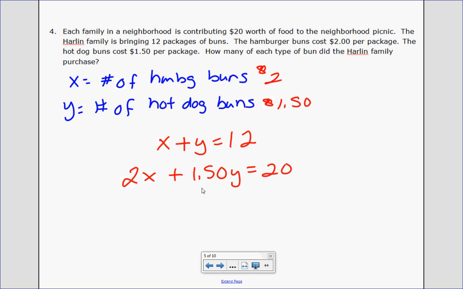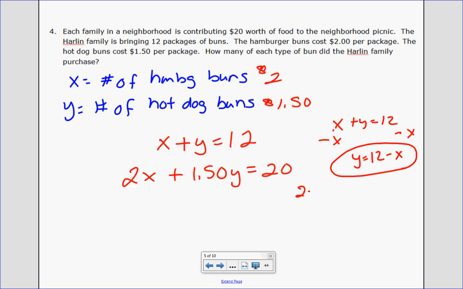We only know how to solve by substitution and by graphing. So what you can do is x plus y equals 12. Subtract x from each side. Y equals 12 minus x. There's one of your equations. 2x plus 1.50y equals 20. Subtract 2x from each side. 1.50y equals negative 2x plus 20.